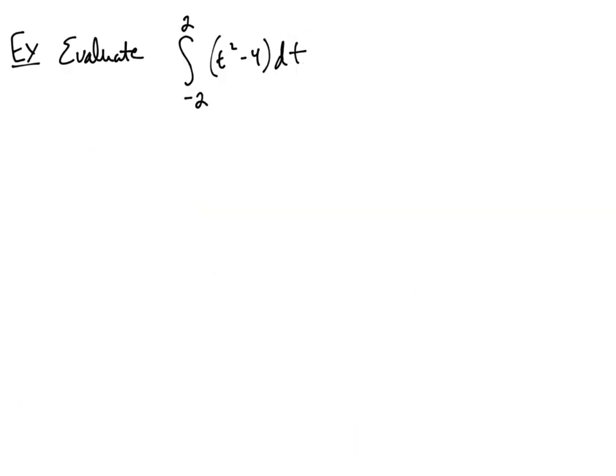Okay, let's look at another example. We have the integral from -2 to +2 of t squared minus 4 dt. So we'll just go step by step again. Let's say that this is our function f of t, or lowercase f of t. And we want to find the antiderivative of that, which is going to be capital F of t. So again, using the power rule, we're going to say t cubed over 3 minus 4t.